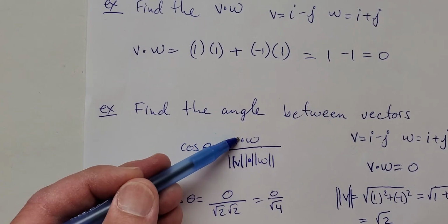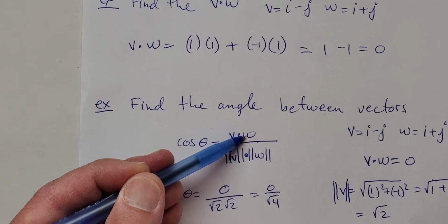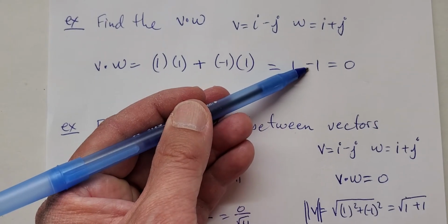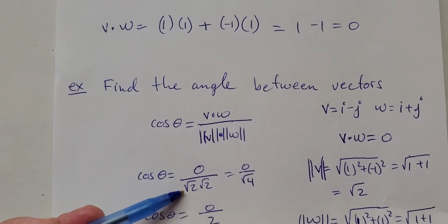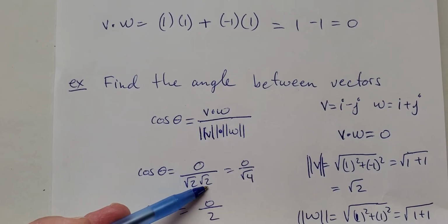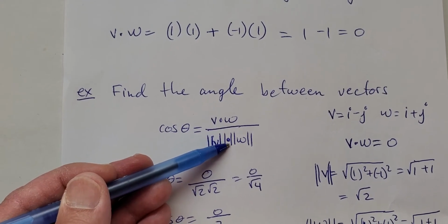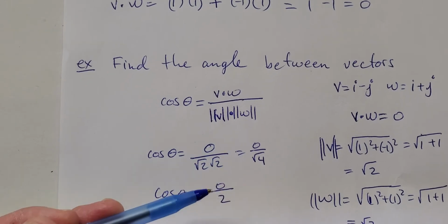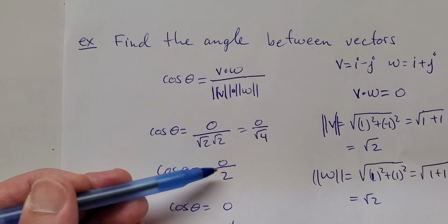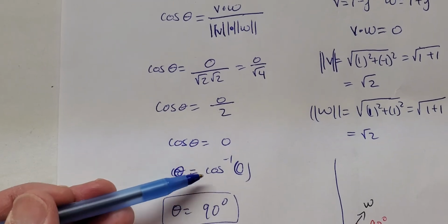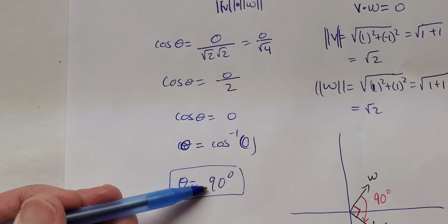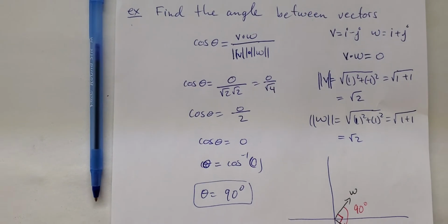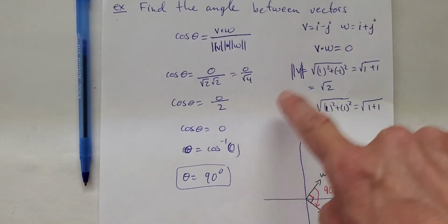So v dot product of w, 0. Where did I get the 0? Up here. And then the magnitude of v, the magnitude of w, square root 2, square root 2. The bottom dot is just a regular multiply. So square root 2 times square root 2 gives me square root 4, which just gives me 2. So 0 over 2 is just 0. Now inverse cos of 0, which is 90 degrees. So the angle between v and w is 90 degrees.